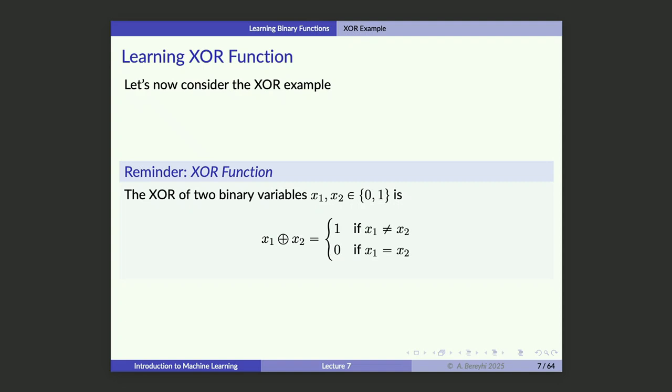What if I want to do the same thing, but now instead of the OR function, I am just dealing with the XOR function? So let's look at XOR. What is XOR? XOR is going to be 1 if the two binary values are different, but it's going to be 0 when they are both the same. Meaning that if they are both 0 or both 1, we're going to have 0. If one of them is 0 and the other one is 1, then we're going to have 1.